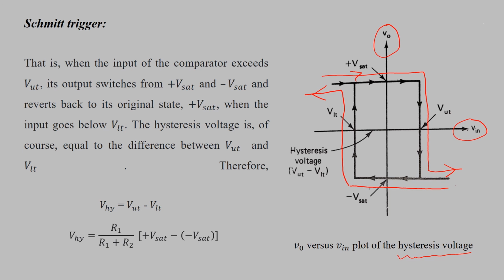This is like the hysteresis loop we have seen earlier; we already know the graph. The same way here we are getting the hysteresis voltage, which is the difference between VUT and VLT. So we can write VHY as R1 over R1 plus R2 into Vsat minus minus Vsat. This is how we consider the hysteresis voltage of the Schmitt trigger.